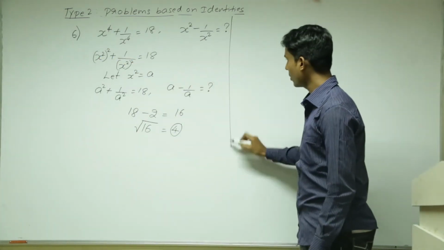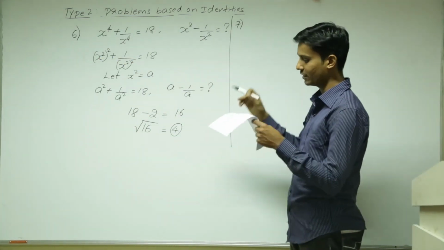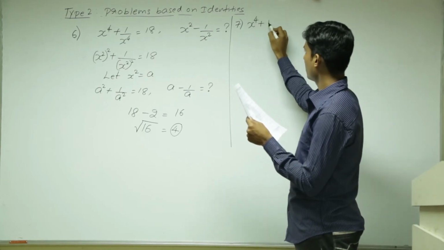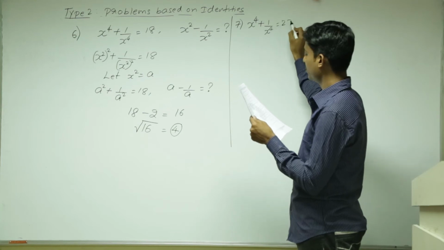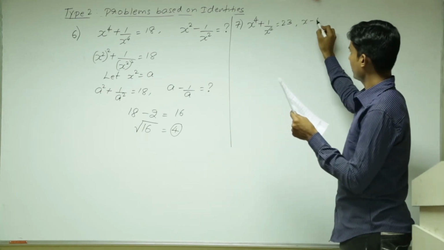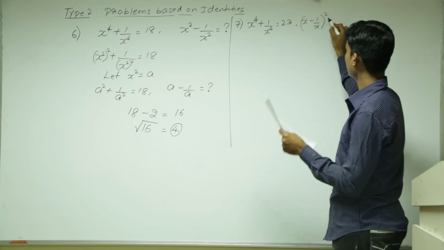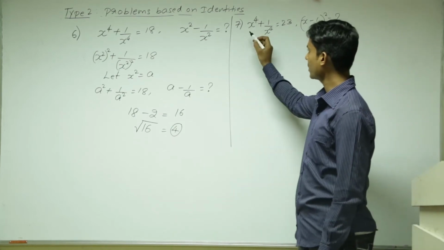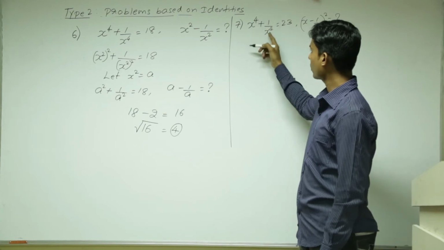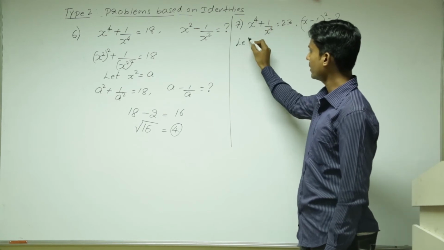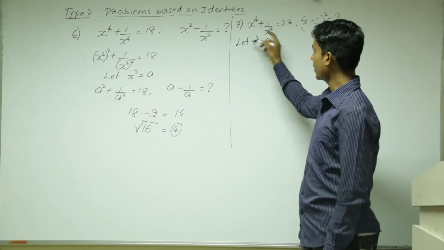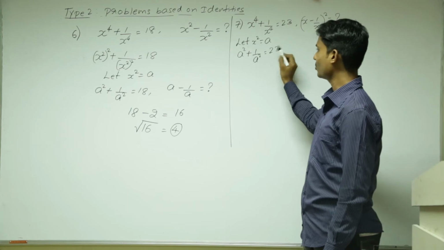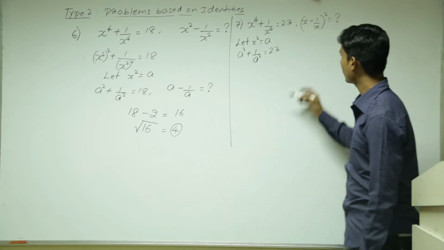Hold on, sir. Suppose same logic if I want to apply for the next question. Now please see the seventh question. Your seventh question is x power 4 plus 1 by x power 4, it is 23. You need to find x minus 1 by x whole square value. Same thing if I want to do it, x power 4 plus 1 by x power 4, I will call x square as a. Then this becomes a square plus 1 by a square. This is 23, right?